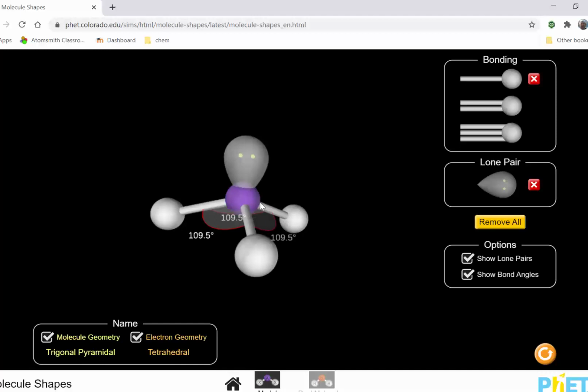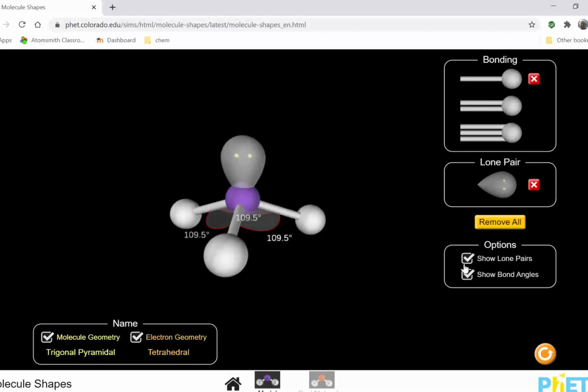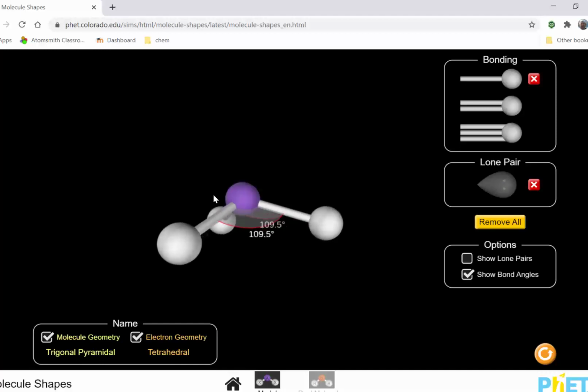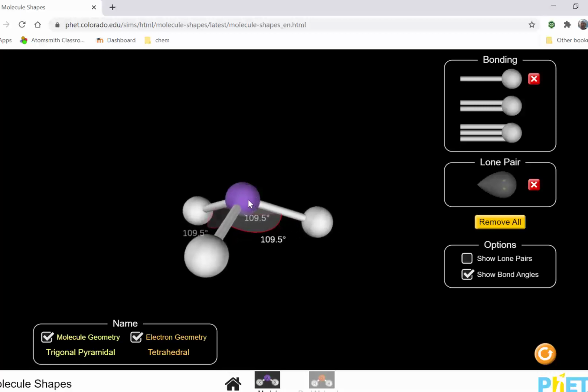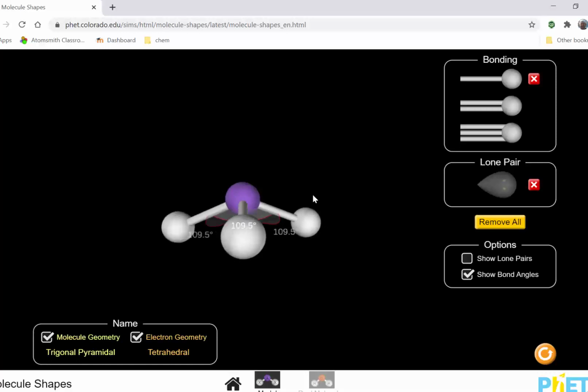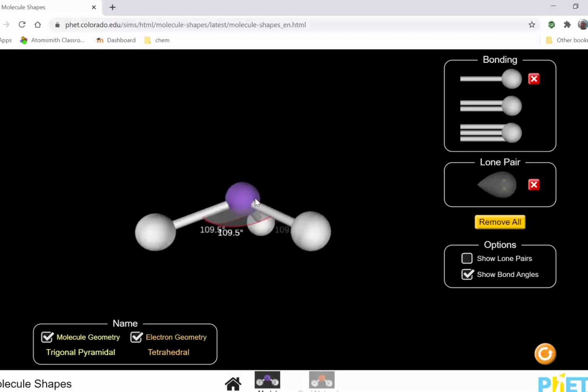And to get a sense of how this works, I am going to take away the lone pairs. And essentially, we just look at how these 4 atoms are arranged relative to one another. And hopefully you see that it looks like a triangular pyramid. So this would be the molecular geometry for the nitrogen in a molecule like ammonia, or of course our amine functional group.